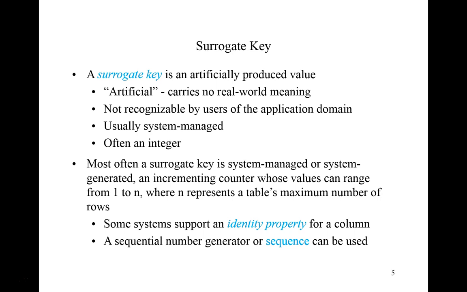Some systems support an identity property for a column. You might see this, for example, in Microsoft SQL Server. A sequential number generator is supported by a number of different database systems. This would be called a sequence. This could also be used.